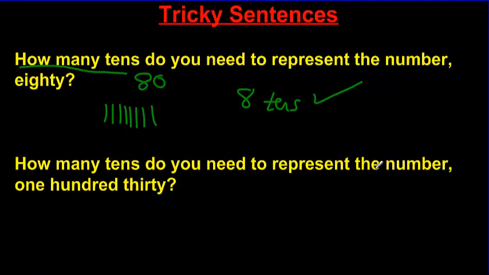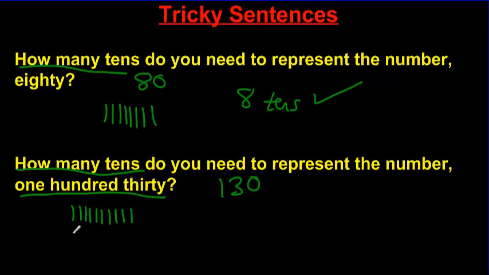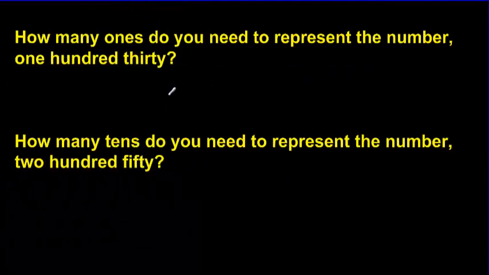Question 2. How many tens do you need to represent the number 130? So here's 130. How many tens do we need? Well, let's see. 1, 2, 3, 4, 5, 6, 7, 8, 9, 10. That makes 100. 110, 120, 130. How many tens? We have 13 tens. Okay, try these. Pause the video and we'll be back in a second.